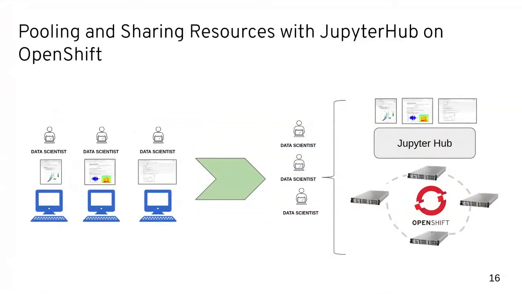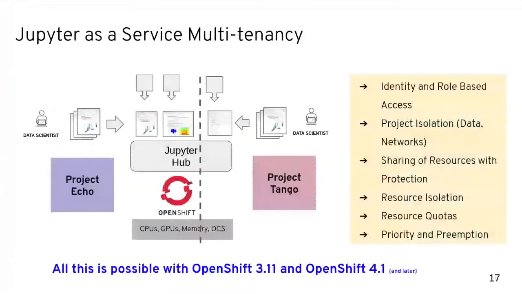And pooling of sharing of resources. The OpenShift model, you can request resources that are available in the cluster specific to your needs. JupyterHub and Open Data Hub have full support for that. And it's multi-tenant.